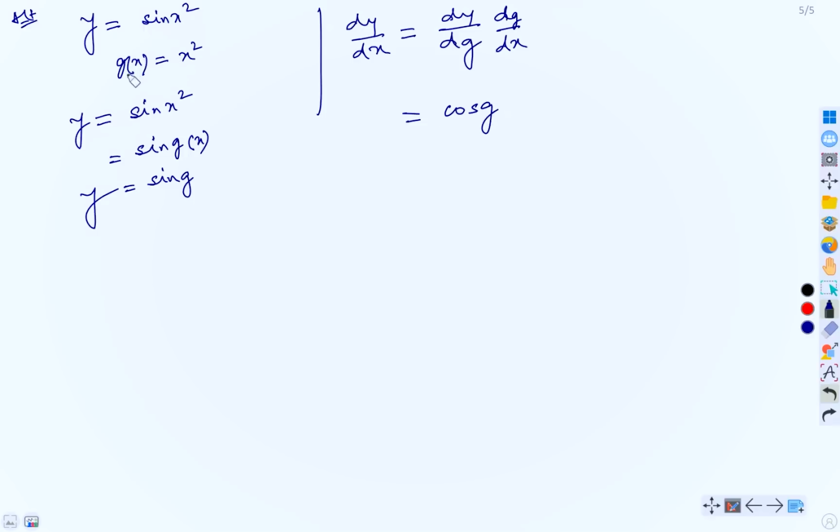Now bring back this g(x) into the picture. Now multiply this expression with dg/dx. Now dg/dx is 2x. Now let's substitute the value of g. Our g is g(x) and g(x) is x square, so this is cosine x square. Okay. I hope you guys understood this, right? There is nothing so difficult here.